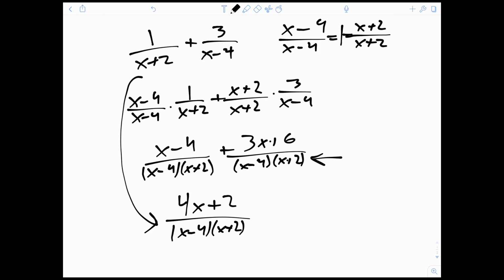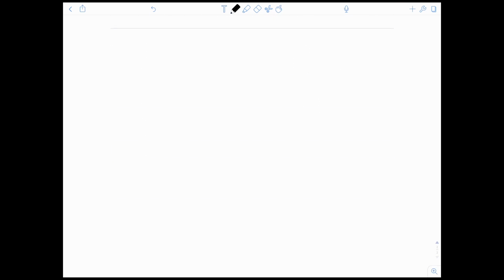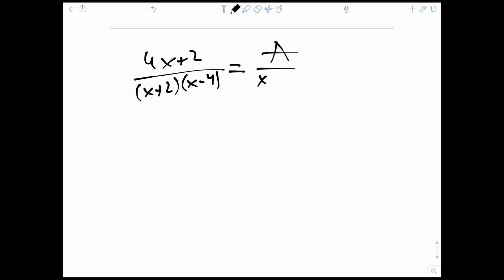Well, partial fraction decomposition is the same thing, but in reverse. We're going the other way. So how can we do this? So let's say we start with 4x plus 2 over (x plus 2) times (x minus 4). We know that this is equal to some two fractions, right? A over x plus 2 and B over x minus 4.